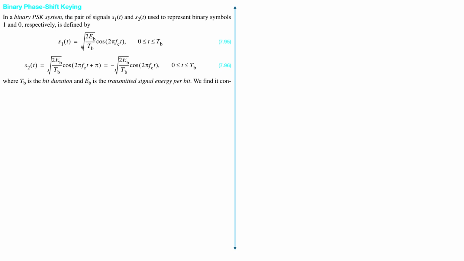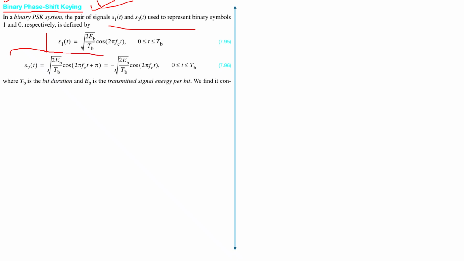Okay, so let's start to find the probability of error for each of the points here. Let's start from BPSK. So first is binary phase shift keying, right? So we are going to start it now. How will we find it out? In a binary PSK system, the pair of signals s1(t) and s2(t) represents it like this. So it has two different phases, right?